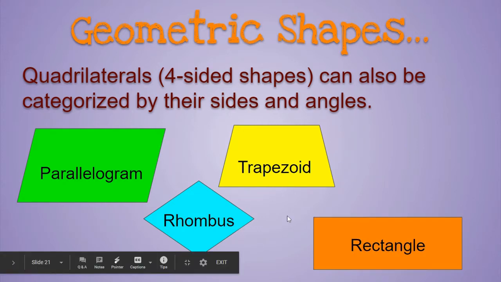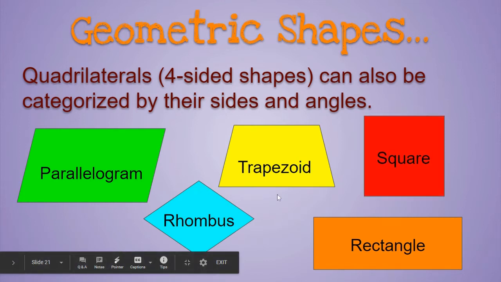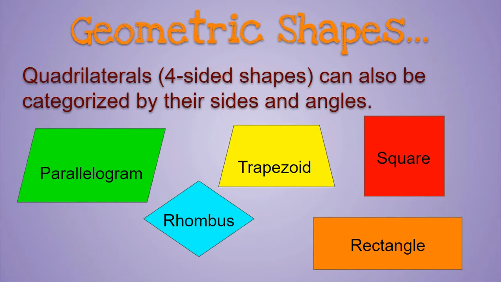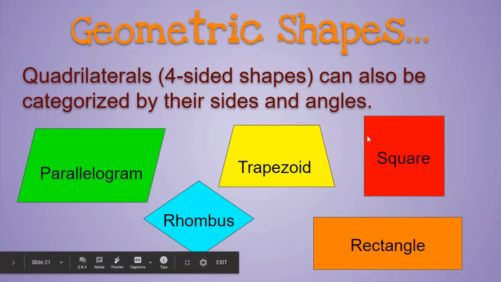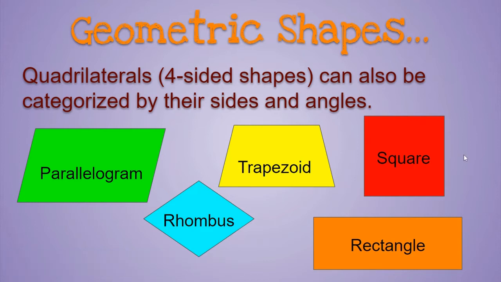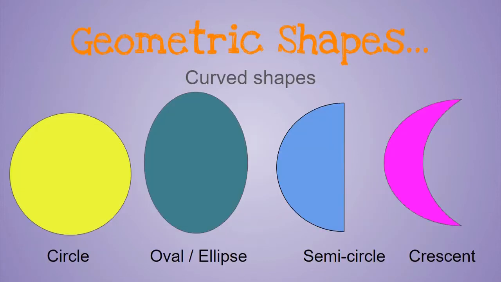A rectangle is a special kind of parallelogram. All four corners are right angles. And a square is a special type of rectangle where all four sides are the same length, or you could call it a special kind of rhombus where all four corners are right angles. Pretty neat, huh? Some curved shapes would include circle, oval.